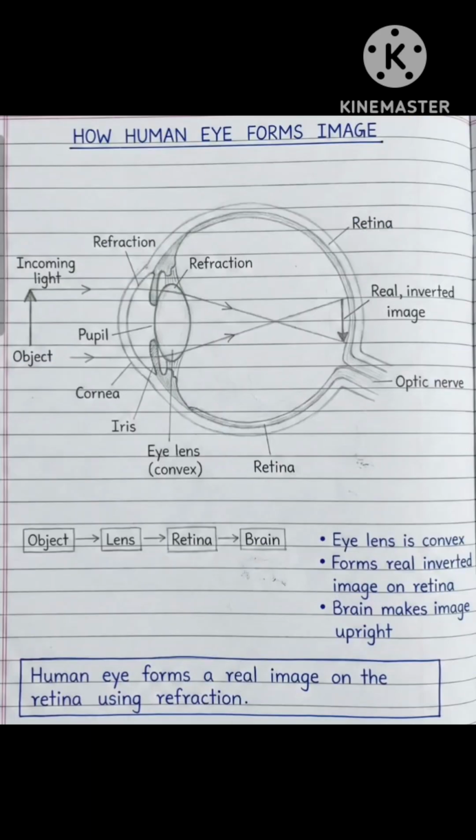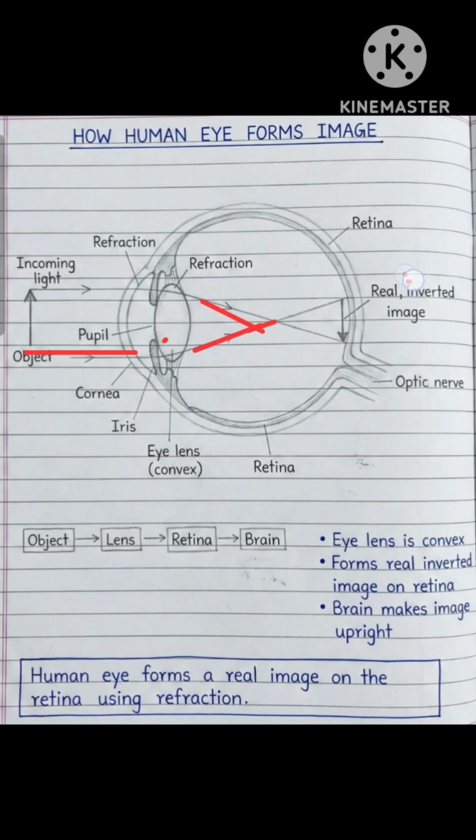How the human eye forms an image. Now let's understand the image formation. Light reflected from an object first enters the eye through the cornea. The cornea and the eye lens refract the light rays. The pupil regulates the amount of light entering the eye. The eye lens focuses the light on the retina.